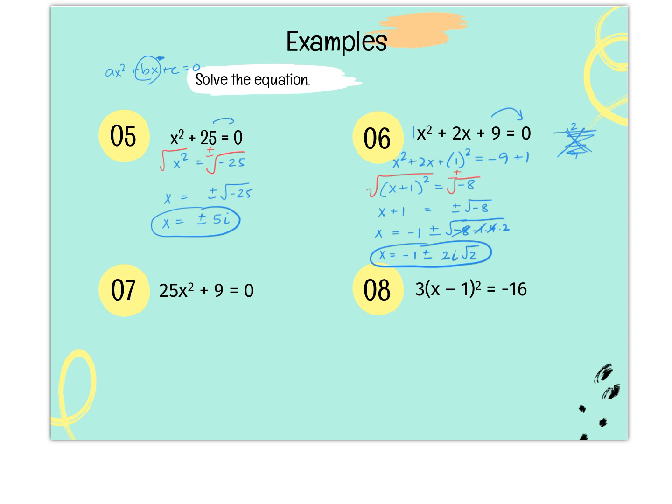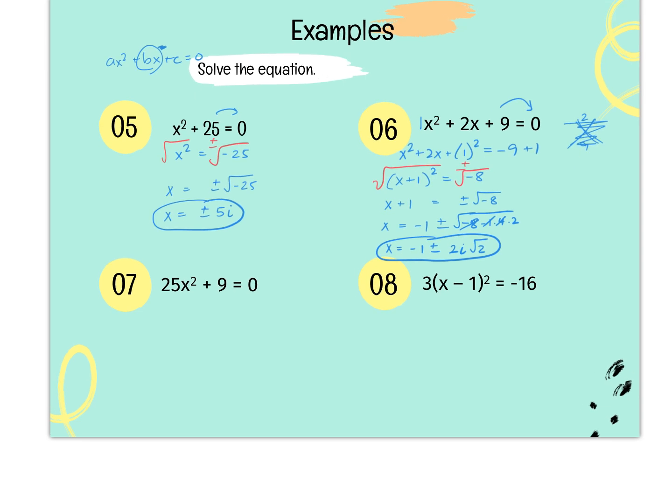And when I look at this one, I immediately think this is a perfect one to solve using square roots. I'm going to move the number over. 25x squared equals negative 9. I'm going to divide both sides by 25. I like to isolate the x before I take the square root. So negative 9 over 25.